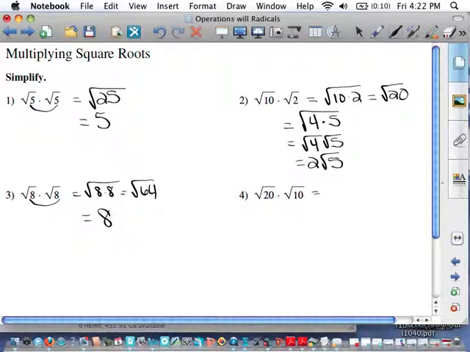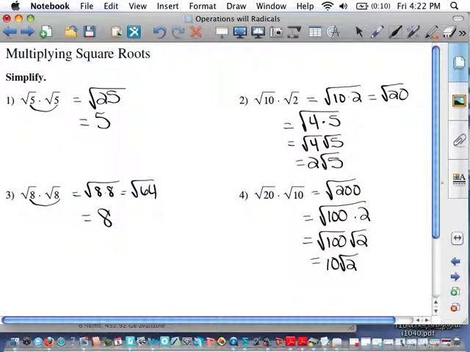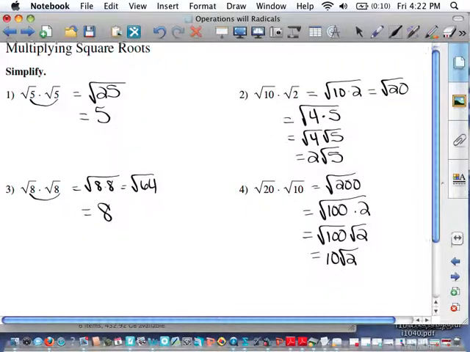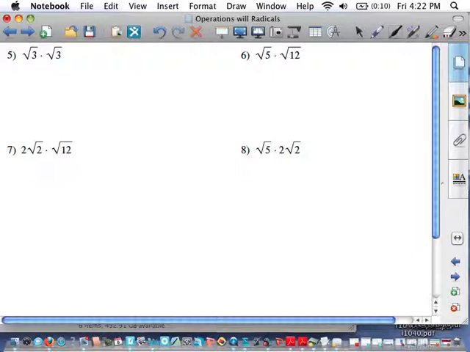Number 4, I have 20 times 10, which is going to give me the square root of 200. Recognizing that that's 100 times 2, and that 100 is a perfect square, I get the square root of 100 times the square root of 2. Square root of 100 is 10 times root 2. So again, I'm just multiplying the radicands together and then simplifying these square roots. 3 times 3 is 9, so I get the square root of 9. That's a perfect square. That gives me 3.